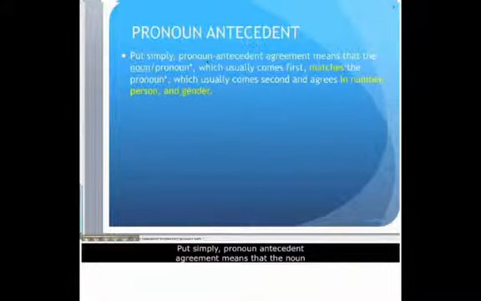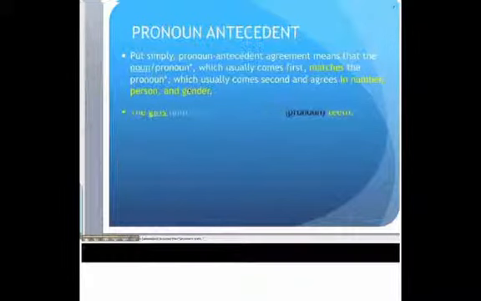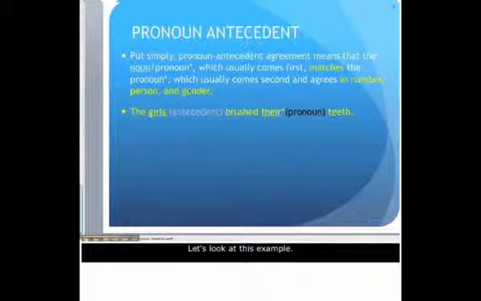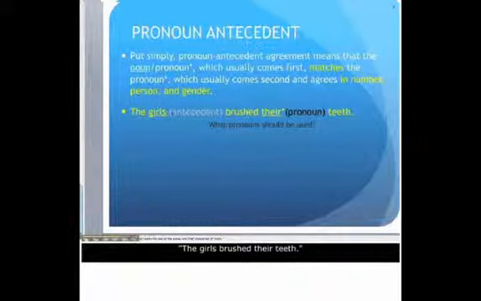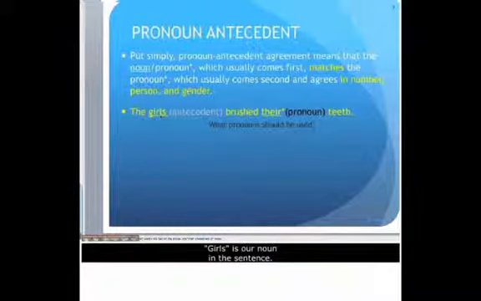Put simply, pronoun antecedent agreement means that the noun or pronoun, which usually comes first, matches the pronoun, which usually comes second, and agrees in number, person, and gender. Let's look at this example. The girls brushed their teeth. Girls is our noun in the sentence. It comes first. It's the antecedent. Their refers back to girls. That's the pronoun referring to the girls.